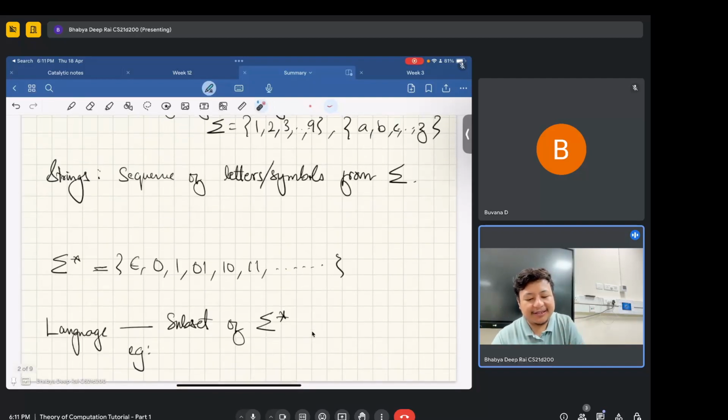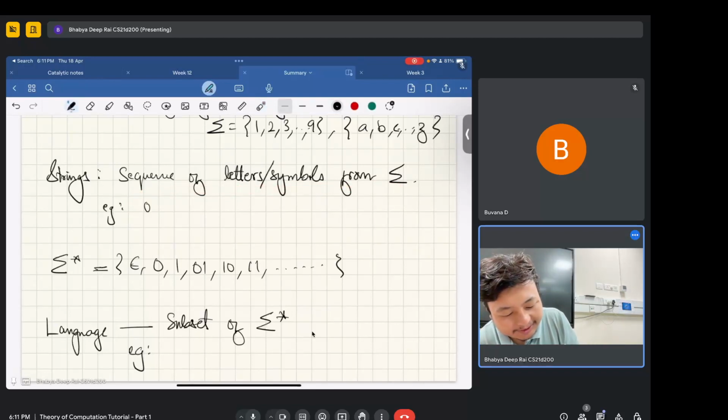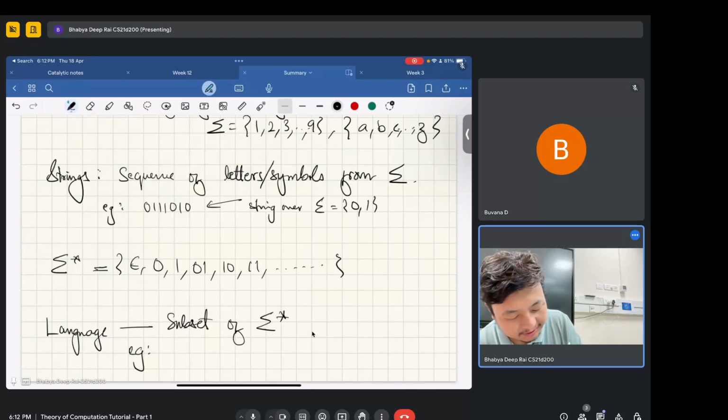Next, a string is a sequence of symbols taken from sigma. For example, 0, 1, 1, 1, 0, 1, 0. This is a string over the alphabet sigma equals 0, 1. Another example is APPLE, apple. This is another string, and this is over, say, sigma equals A to Z.